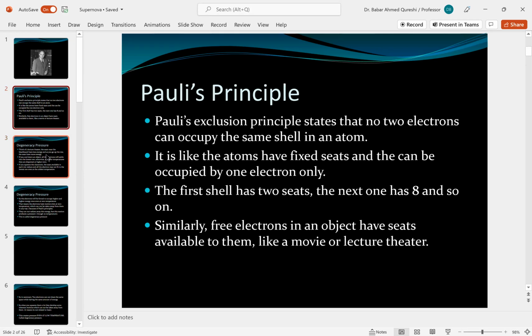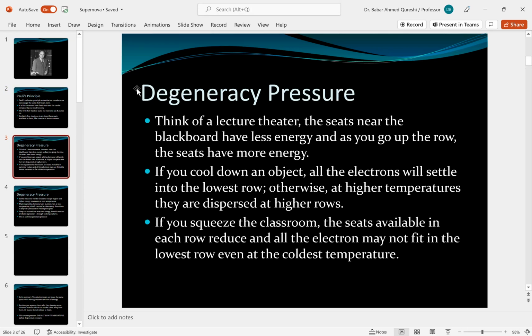So, okay, degeneracy pressure. Because of Pauli's principle, there is another source of pressure, which is unrelated to temperature. This pressure is not because of temperature. It doesn't matter what temperature you have, even if you have zero temperature or very high temperature, this pressure is just there. It doesn't care about what the temperature is.